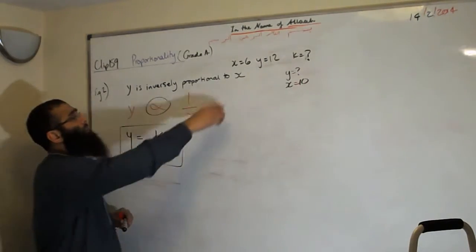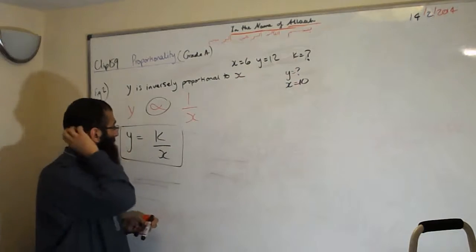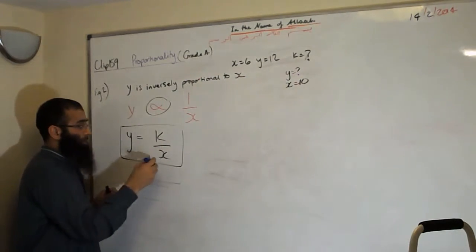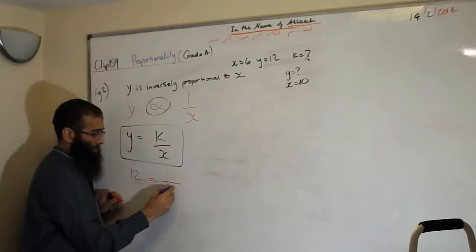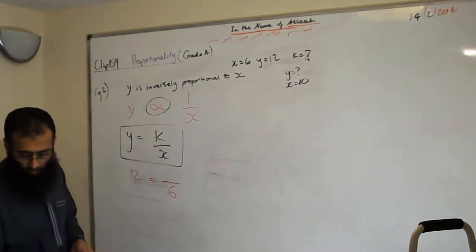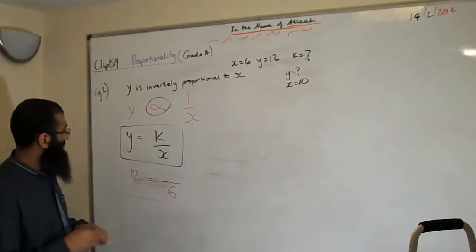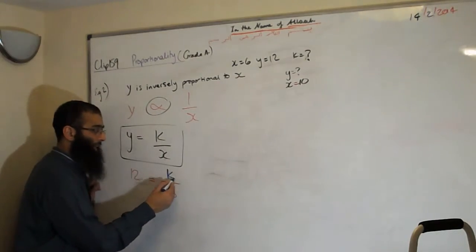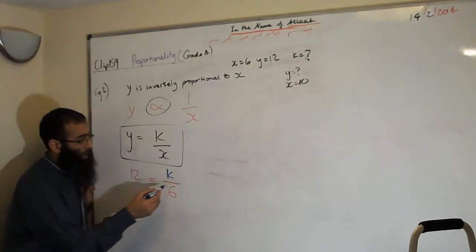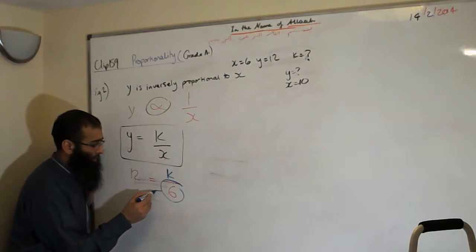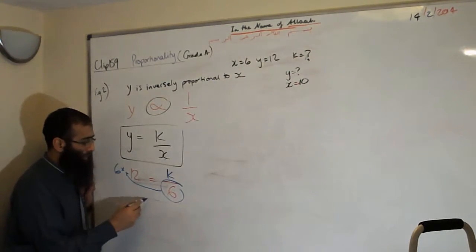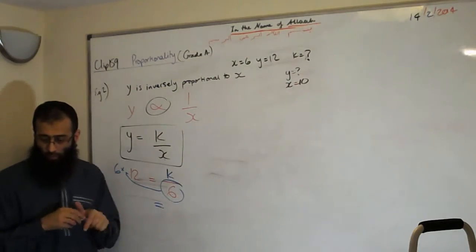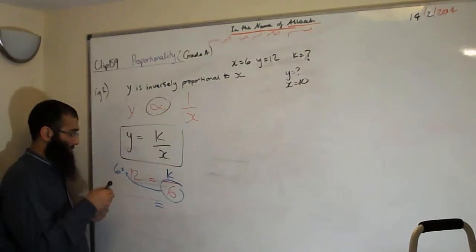Now we've been told that when x equals 6, y equals 12. So x is 6 and y is 12. We've got to work out the value of k. Now, opposite of divide by 6 Umar is? So 6 times by 12 will give us an answer of? 72.